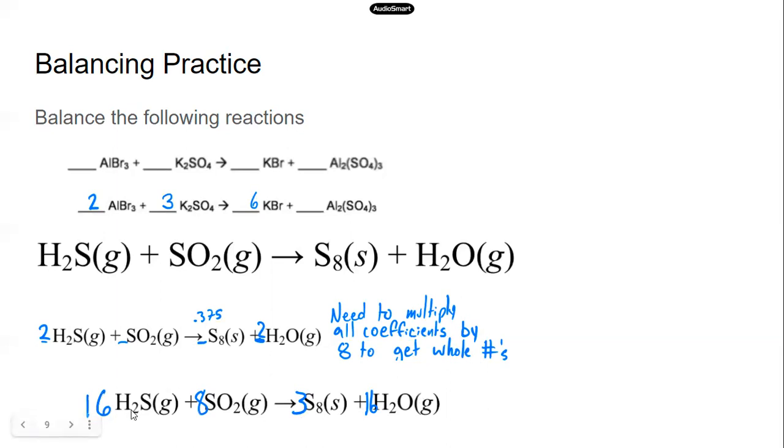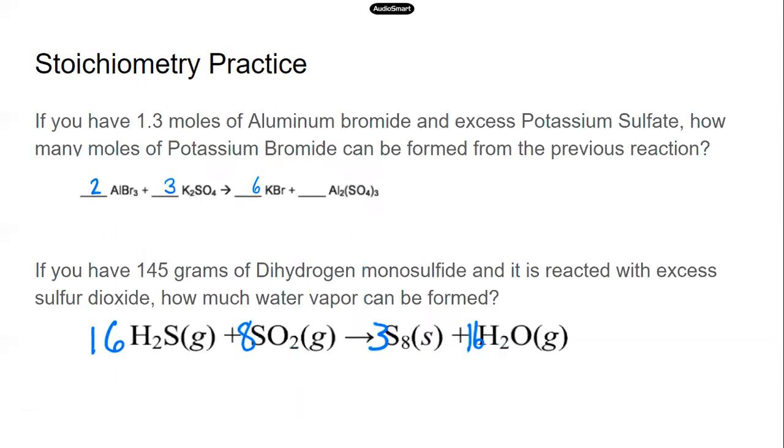There's 32 hydrogen on the left side, 32 hydrogen on the right, and 16 oxygen on the left, 16 on the right, 24 sulfur on the right, 24 on the left. Everything checks out. Law of conservation of mass applies right here. So we're just going to have some practice from balancing to stoichiometry, same equations from the last slide, but now we're just going to take it a step further.